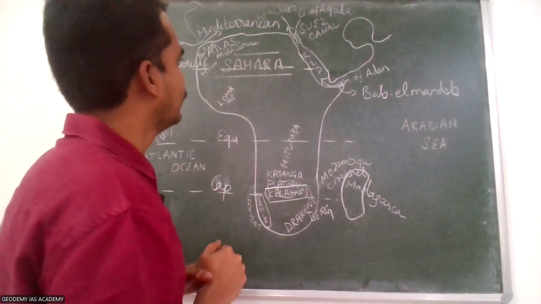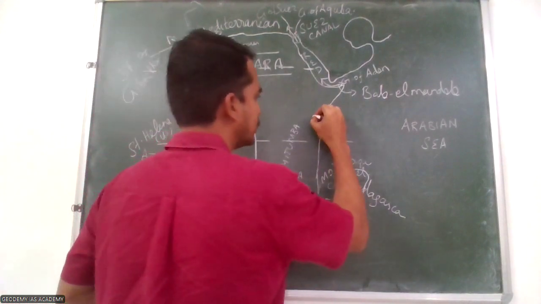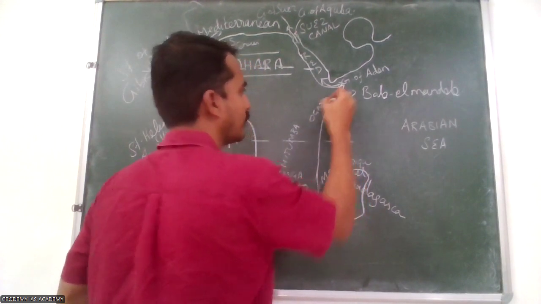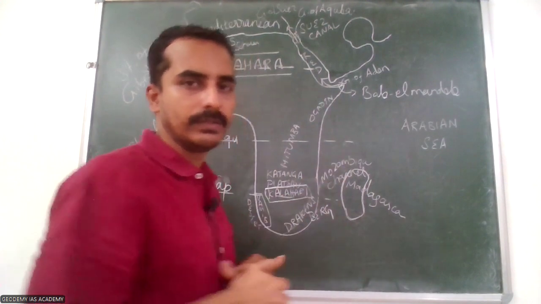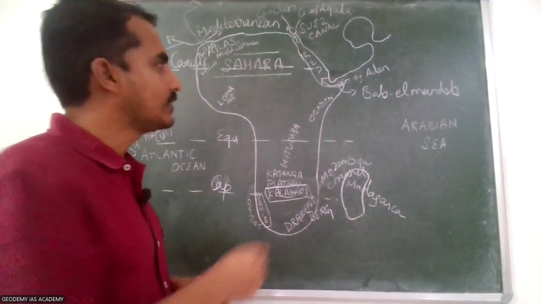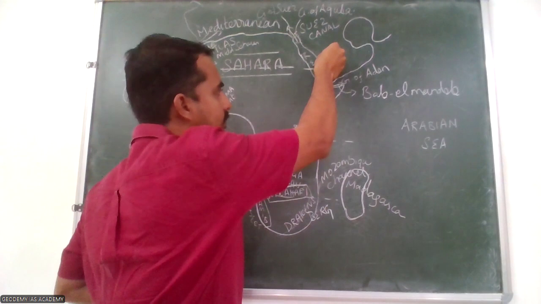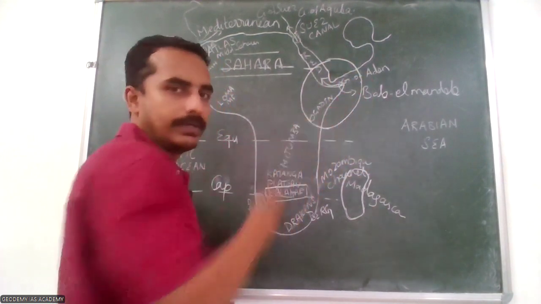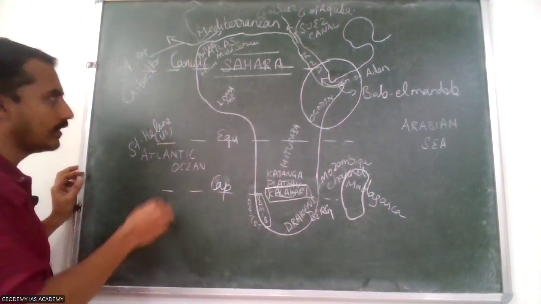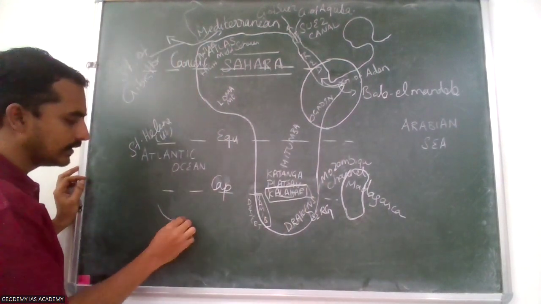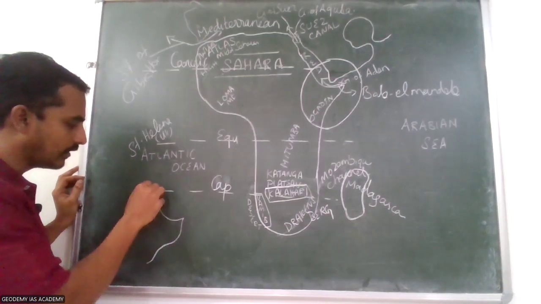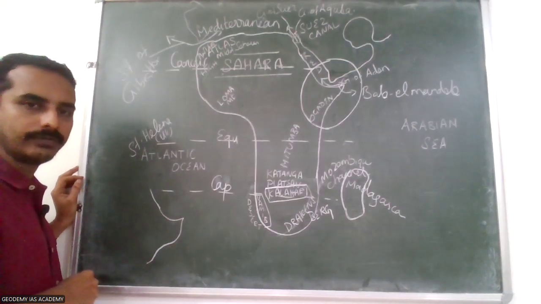Then here, Wagadan Desert, in the Ethiopian region. Actually, this region is called the Horn of Africa, because the region looks like a horn, right? Like this, it looks like a horn. That's why the region is called the Horn of Africa.